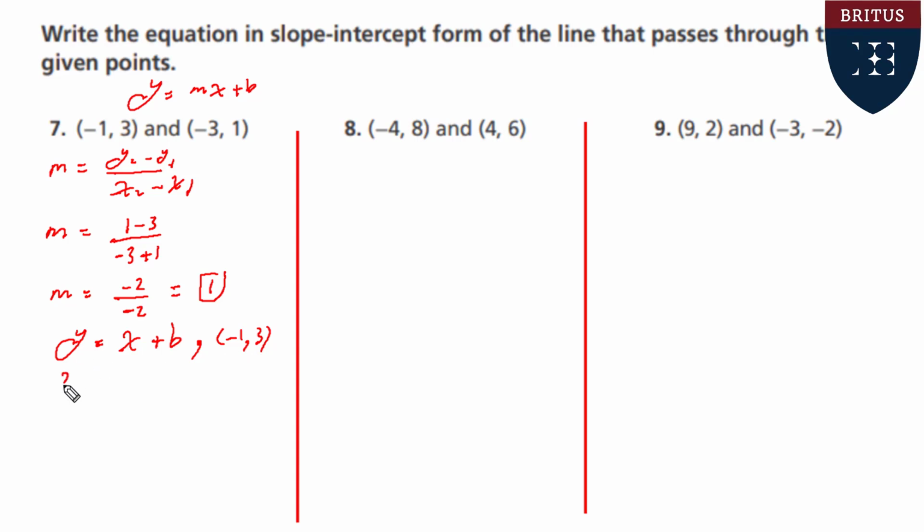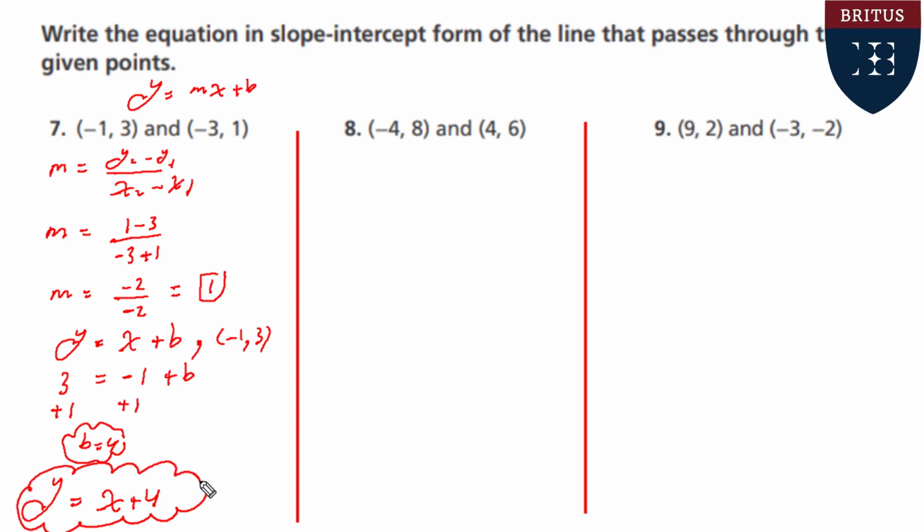So cancel y and write 3. Cancel x and write negative 1. 3 is equal to negative 1 plus b. Now solve for b. Just add 1 to both sides. We get b equals 4. Now substitute for b to write the equation. Now the equation is what? y is equal to x plus 4, the required equation.